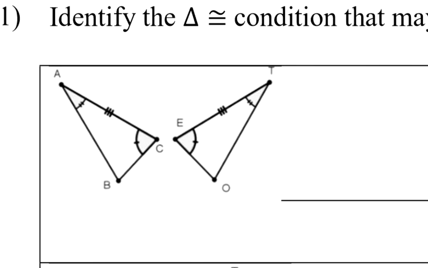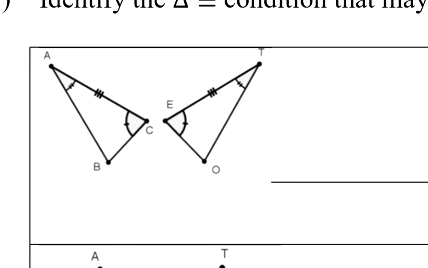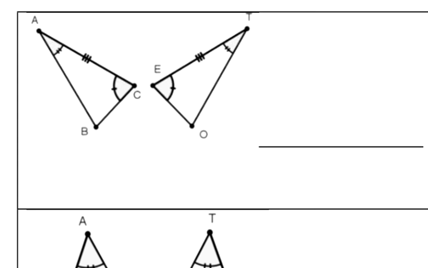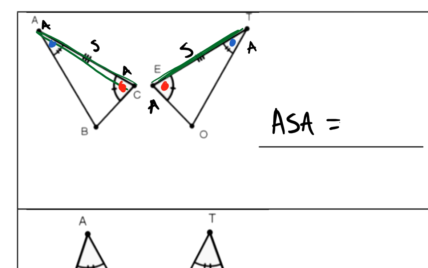In this first diagram, I can see that I've got a couple matching pairs of angles. For example, angle C and angle E are congruent to each other. I also see that angle T and angle A are congruent, and also the side that connects them, right? This side ET is congruent to this side CA. So I can follow this pattern: an angle, a side, and then an angle. And on the other diagram, in the same order, I've got this congruent angle, this congruent side, and this congruent angle. So this is the angle side angle congruence condition.